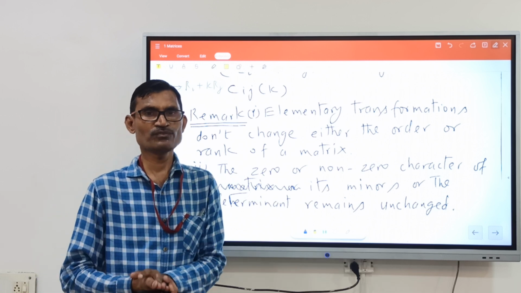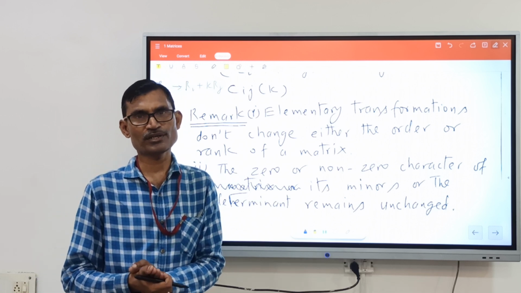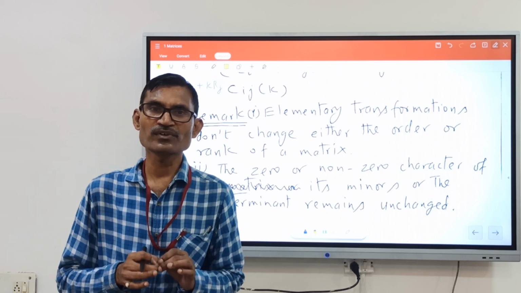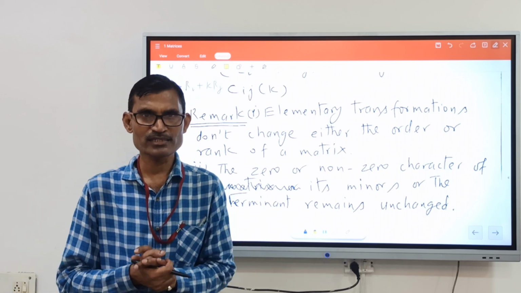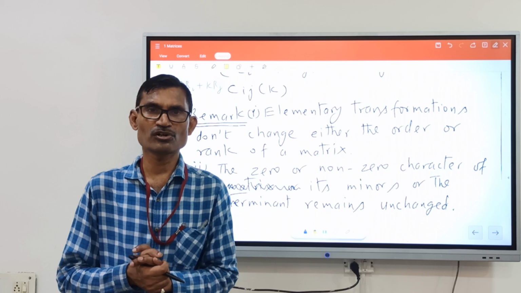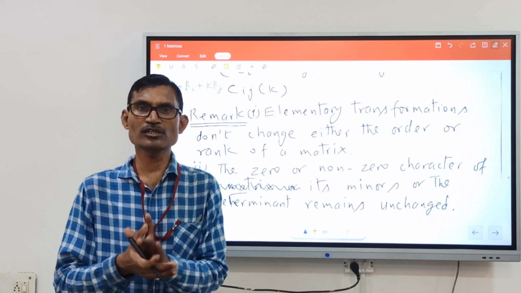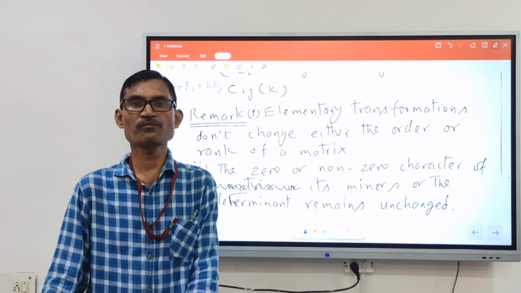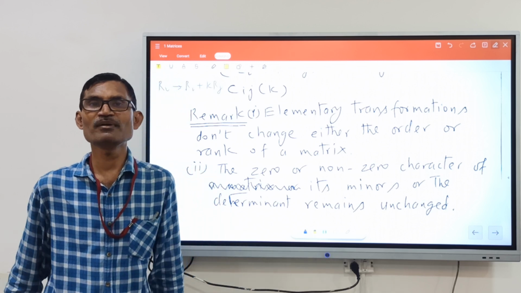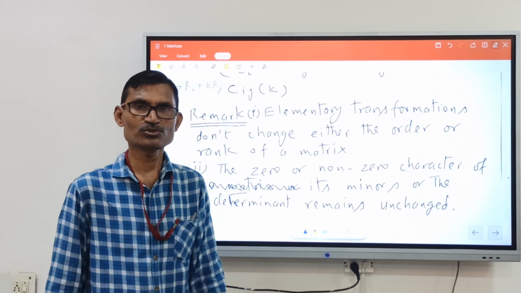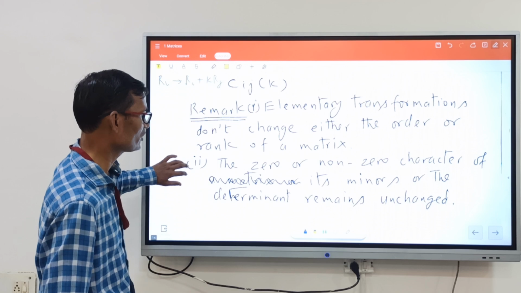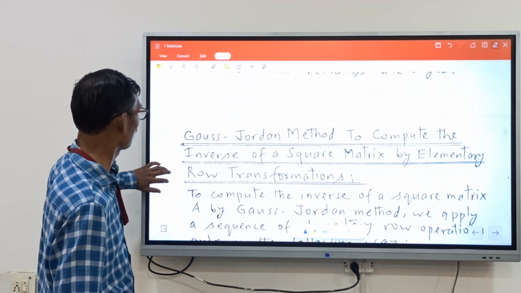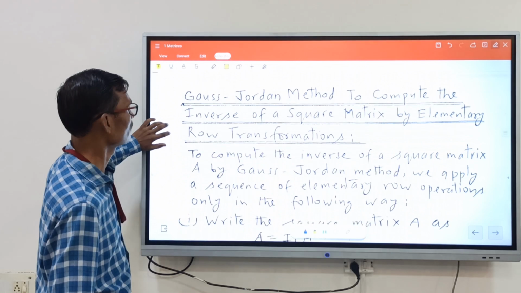Firstly, we are going to take up some important applications. The first application is the inverse of a square matrix by using the Gauss-Jordan method. This Gauss-Jordan method is also known as finding the inverse of a square matrix by elementary row transformation. So let us understand the concept.